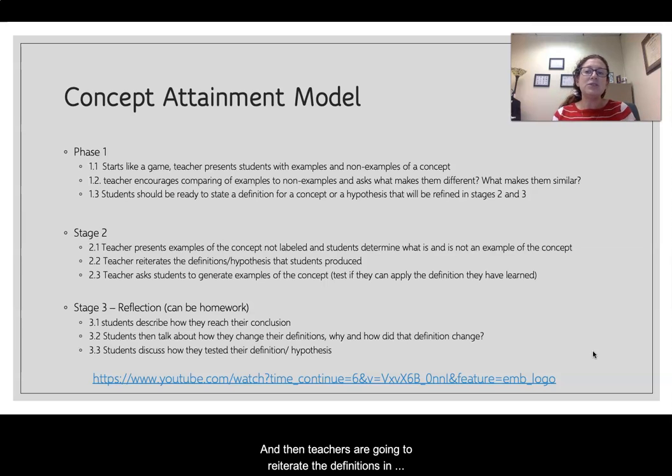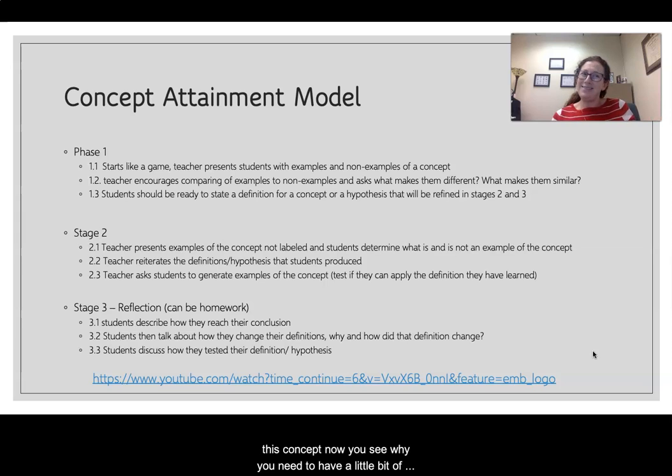And then teachers are going to reiterate the definitions and the hypothesis that you all produced. Then we're going to start to refine, right? Then you're going to go, wait, no. There are things that are alive that don't move, and there are things that are not alive that do move. So then we're going to have to refine our definition of a concept, like what makes something living and what makes something non-living. And then at the end, we're going to describe how we reached this conclusion.